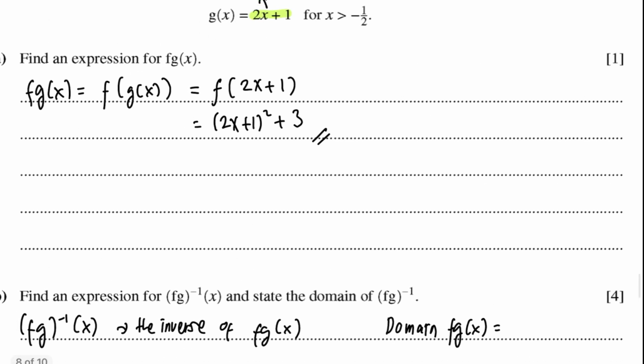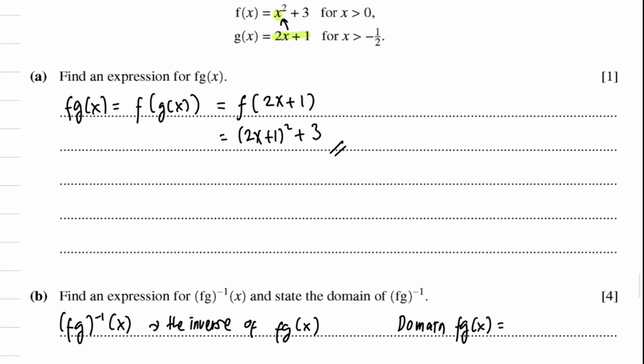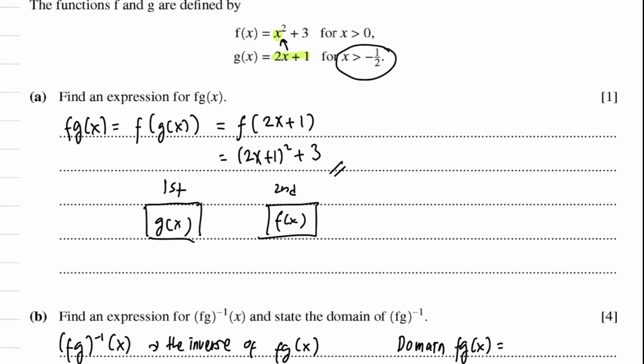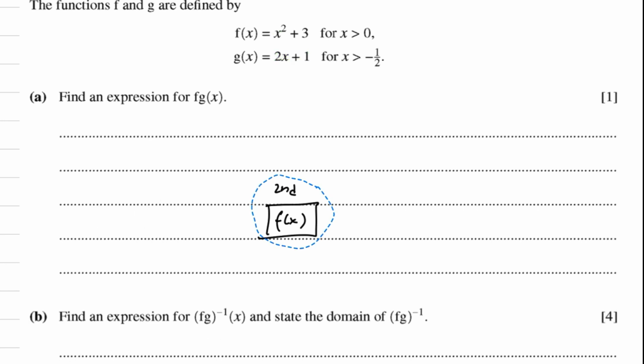Let's think about it first. If I have f(g(x)), this is our g(x). We use g(x) as the first machine, and then the second machine is f(x). Because we know that g(x) has x bigger than minus half, you put that into the first machine and you will get your output. But what is the output?